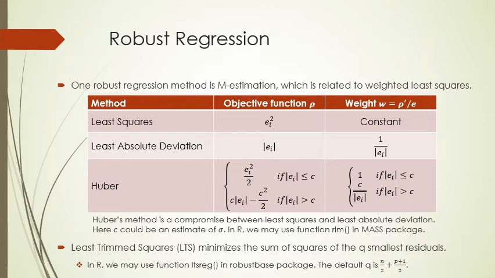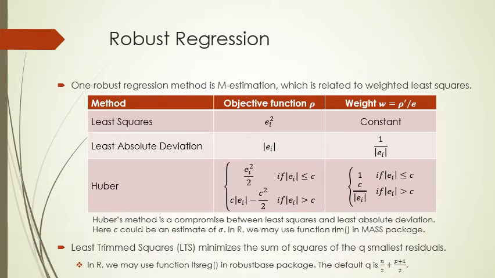In the least squares, the objective function rho is the residual squared, and the weight function is a constant. No weights are used in the estimating equations. The method minimizes the residual sum of squares RSS. In the least absolute deviation method, rho is the absolute value of the residual, and the weight function is its inverse. Huber's method is a compromise between least squares and the least absolute deviation.